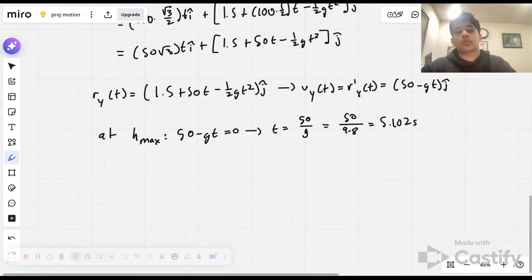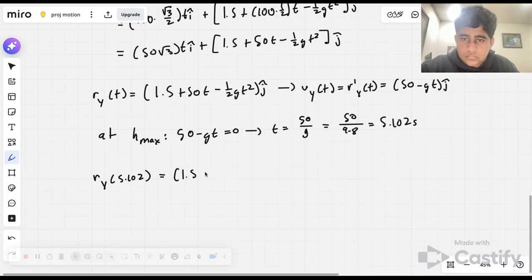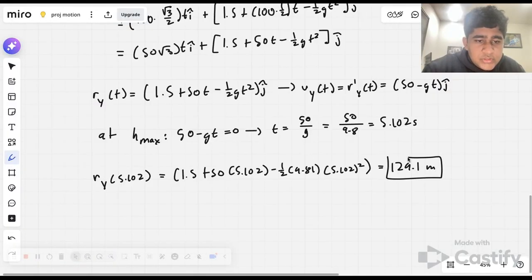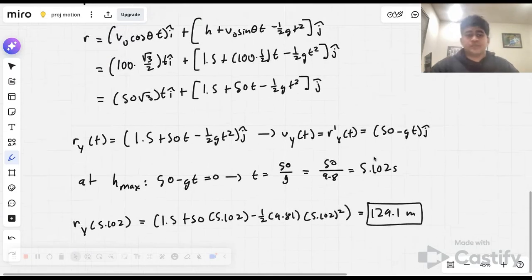So now let's plug this back into our r y of t, and let's see what we get. And this, if we calculate this out, will simply give us our position as 129.1 meters. So that will be our max height.